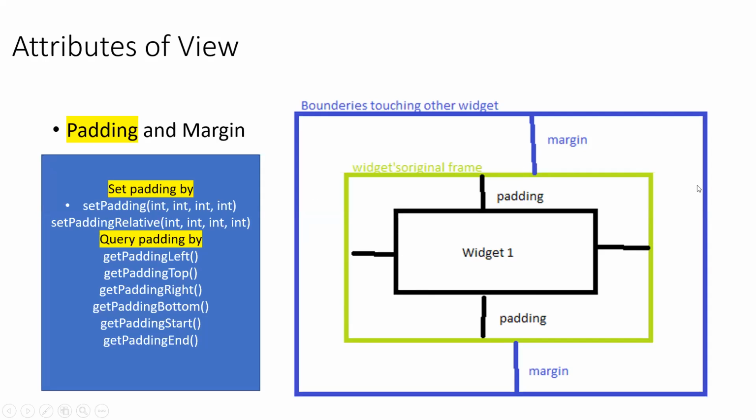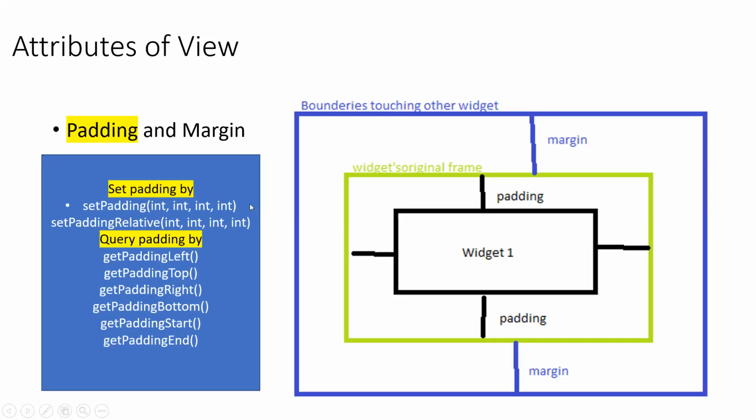This is the original frame of a widget. How far the content of a widget is from its original frame is called padding. Let's say this is a boundary which is touching another widget. The difference from this boundary of the other widget to the current widget is called margin.